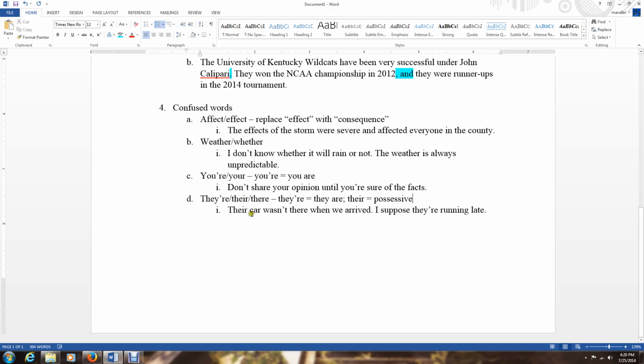Okay. So their car. So that's possessive. Whose car? Theirs. The car belongs to them. Wasn't there. So that's a location. When we arrived. I suppose they're running late. They are. So again, you can check it by putting in they are. If it doesn't make any sense, then you know it's one of the other 2. Then once you've narrowed that down, just decide, am I talking about something that belongs to someone? Either a physical object or an idea or an opinion. And if it's not that, then you know it's THERE. So it's process of elimination if that's something that confuses you.